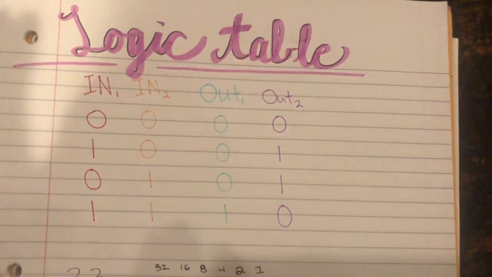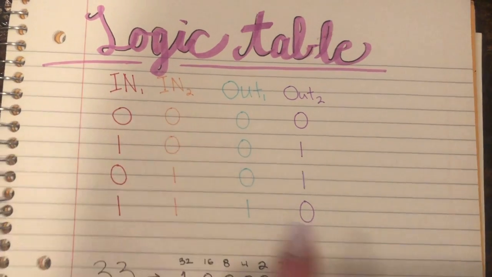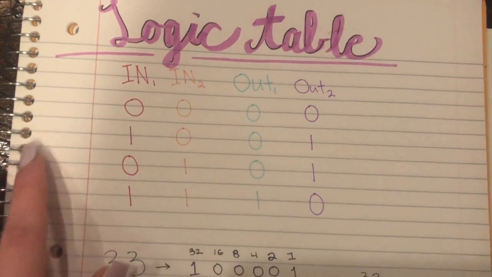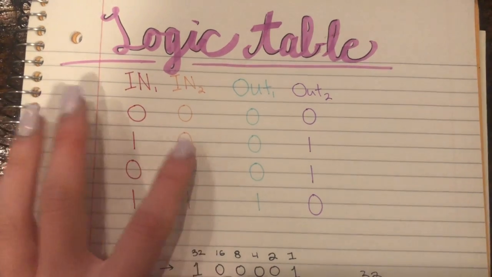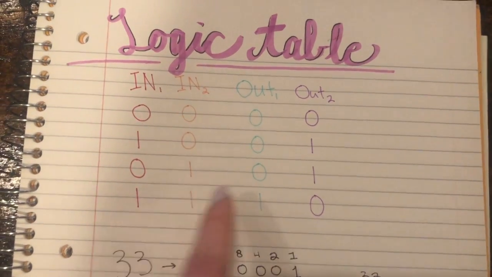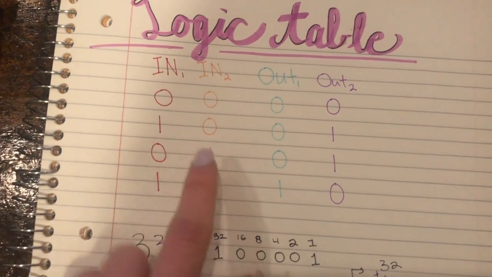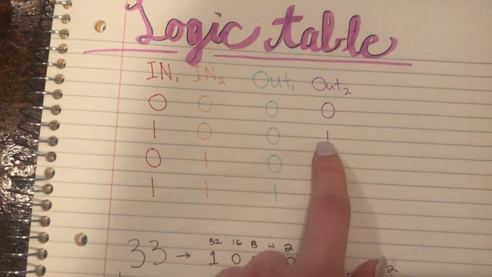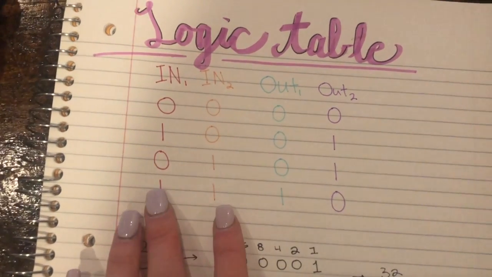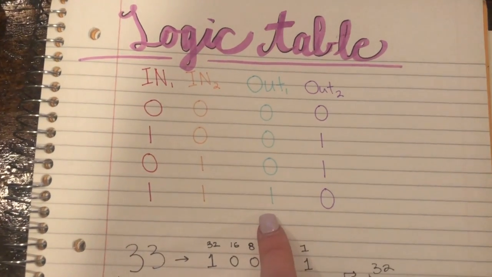So here's the logic table for our domino computer. Basically, we have our input 1, our input 2, our output 1, our output 2. As you saw in the video, when we didn't have any of the inputs pushed, that was a 0 and a 0, and our outputs didn't fall over, they were 0 and a 0. When we pushed input 1 only or input 2 only, output 2 came out. When we pushed down both input 1 and input 2, only output 1 went out.